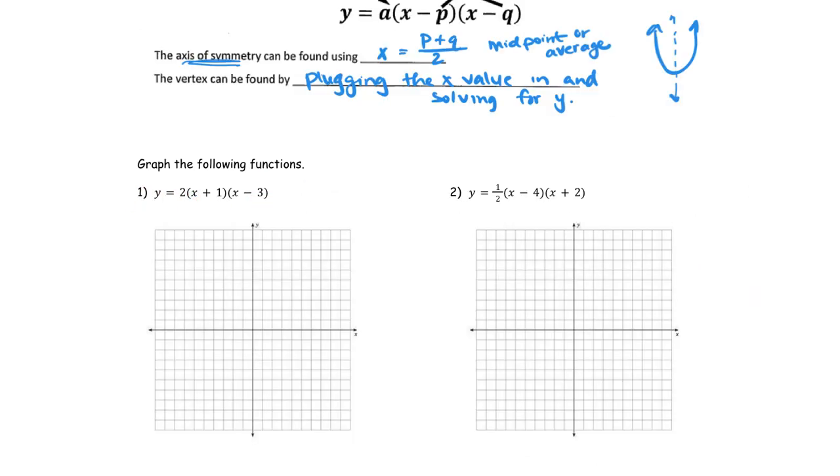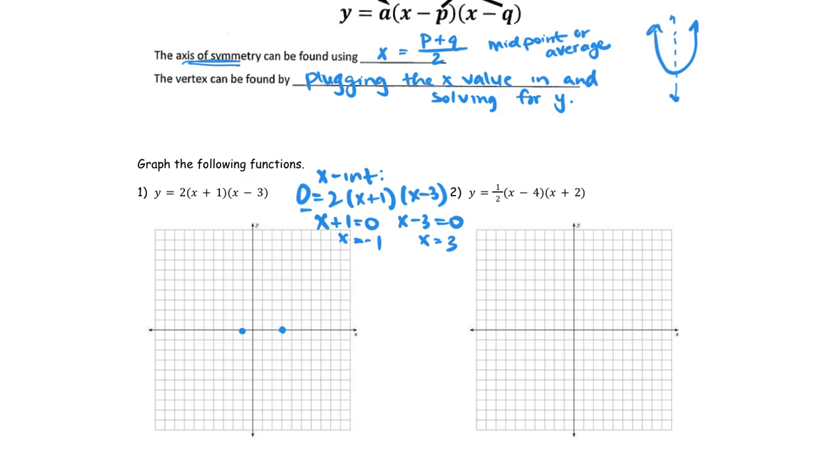Let's take a look at our first example. So the first thing we're going to do is find the x-intercepts. And remember, that's when y is equal to 0. And if y is equal to 0, and we're written in factored form, then this has to equal 0 or this has to equal 0. So you're going to set each factor equal to 0. And this lets us know that x is equal to -1 or x is equal to 3. And we're going to plot those on our graph.